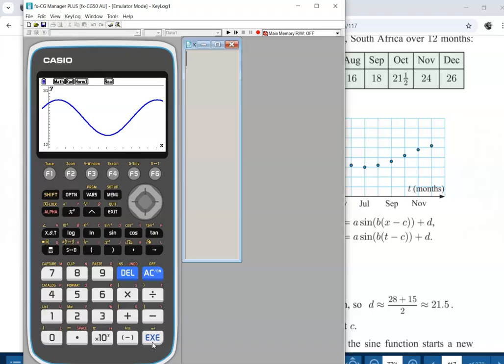So now we can do the whole G-solve, more, Y-calc, what happens if it was in between February and March, so 2.5. What's the temperature? 26.22 degrees. Okay? So how often do we use these? Not often. But it's nice to know that it's there.